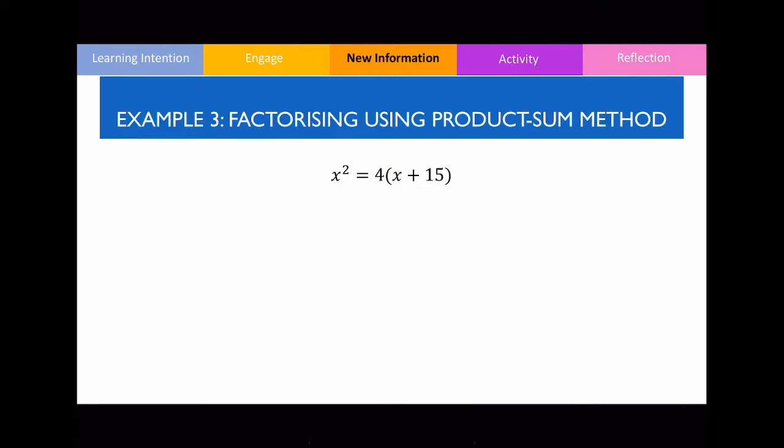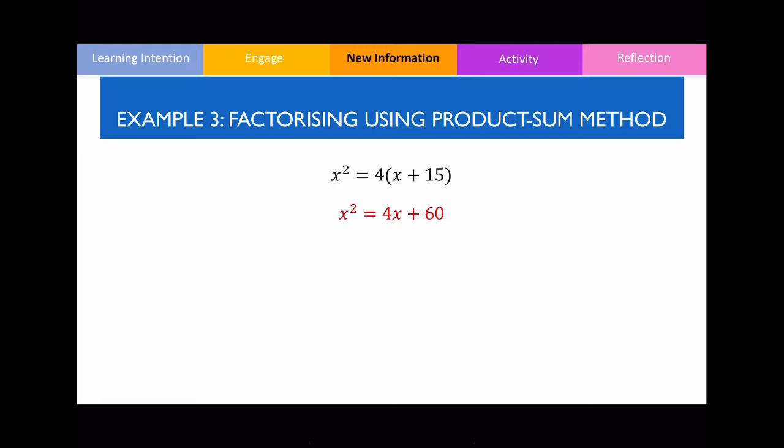Now, in our last example over here, I'm going to show you how to factorize using the product sum method. For this particular example, I've deliberately chosen a slightly more challenging one, but it's not too different, okay? So in this case, before we can factorize it, I'm going to first expand it and rewrite it in a format that looks like a quadratic trinomial. So I'll expand it first. So therefore, this is what it will look like.